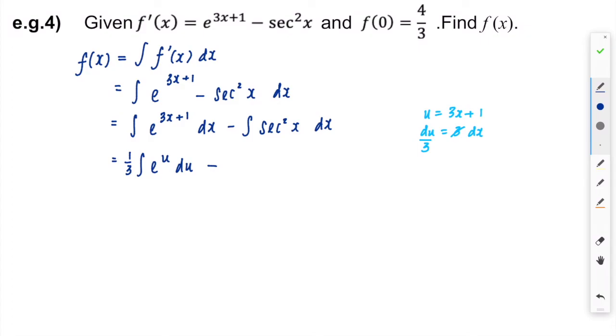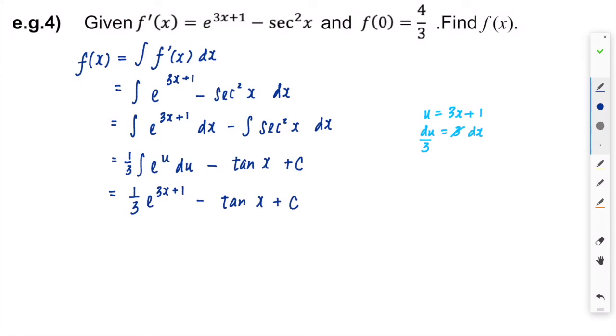Minus the second integral. I don't really need a substitution because I know the integral of secant squared x is tan x plus c. Integral of e to the power of u is e to the power of u. So this is e to the power of 3x plus 1 times 1/3 minus 10x plus c.